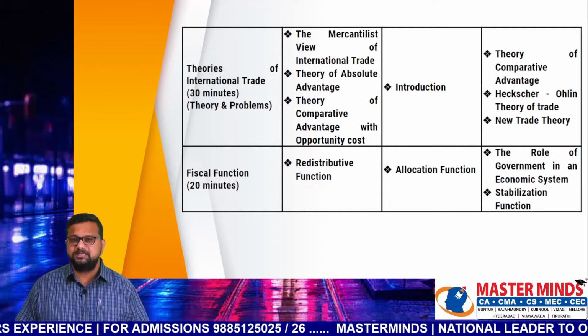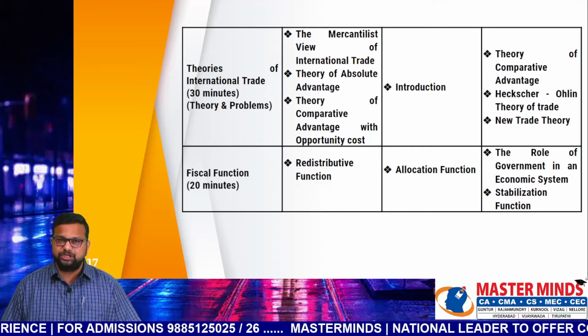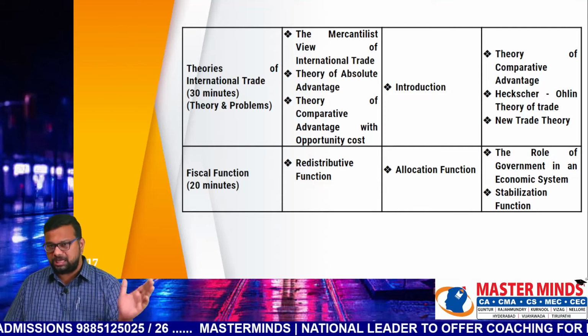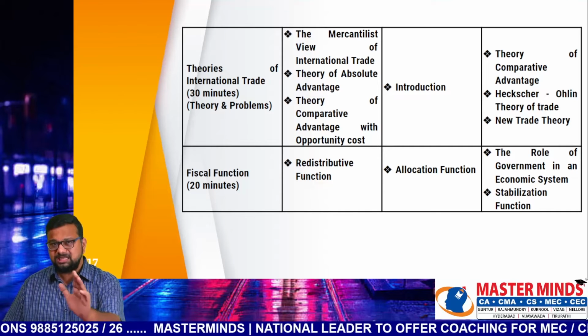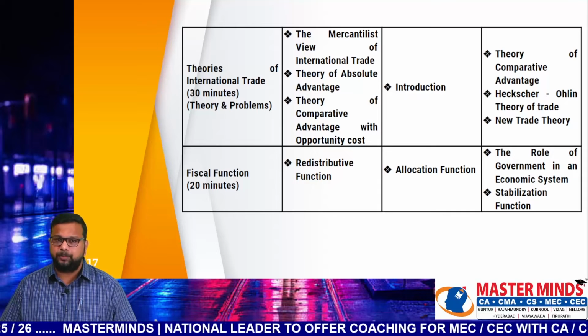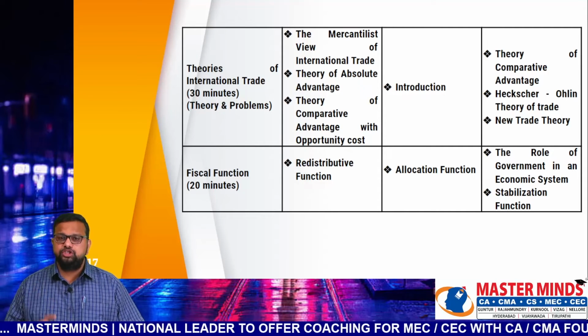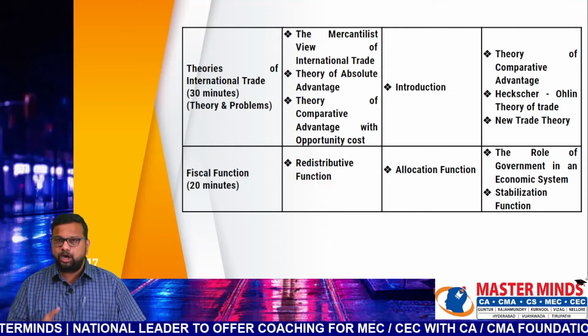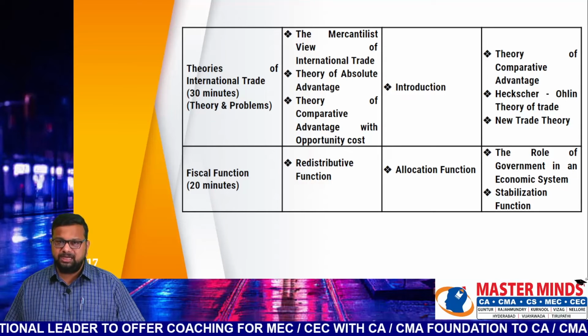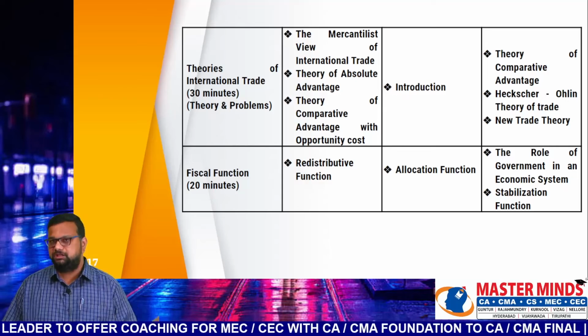So first priority topics are the mercantilist view of international trade, theory of absolute advantage, theory of comparative advantage with opportunity cost. And as you can clearly see, introduction is categorized as second priority, and the remaining have all been categorized as third priority topics. Fiscal functions: redistributive function is categorized as first priority topic, allocative function second priority topic, and role of government in an economic system, stabilization function third priority topic.